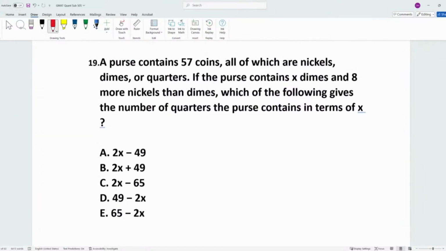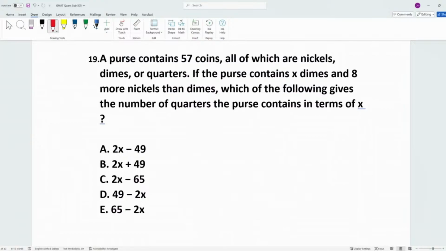The last but one question for this session. We have a purse that contains 57 coins, all of which are nickels, dimes, and quarters. If the purse contains X dimes and 8 more nickels than dimes, which of the following gives the number of quarters the purse contains in terms of X? So X here is actually the number of dimes, okay?